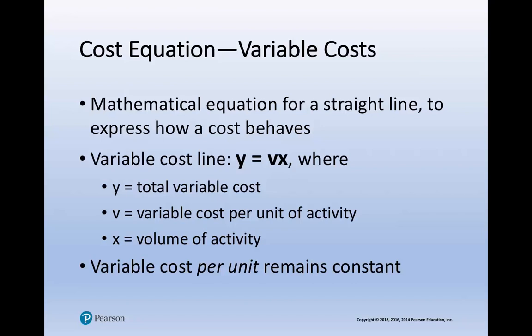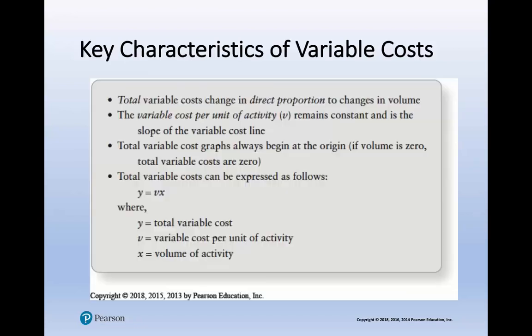So if we know our V, our variable cost per unit, what we're going to look at and how it's going to change, go up or down, is the volume of activity. And you can see it's basically V times X. So if X, our volume, is 0, Y is also going to be 0, because anything times 0 is 0. So if it's a true variable cost, we can have anywhere from 0 cost to basically infinity, depending on the amount of activity.